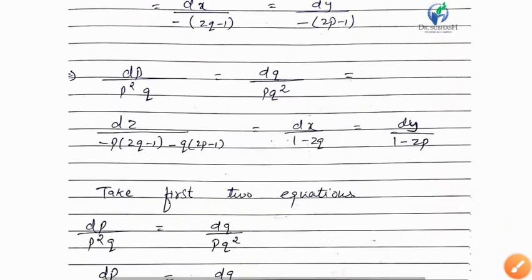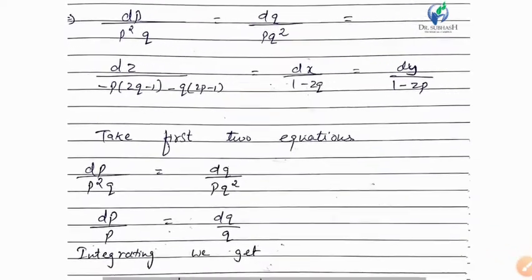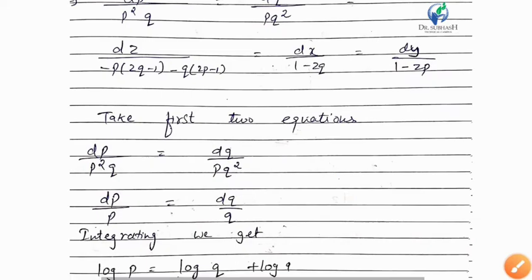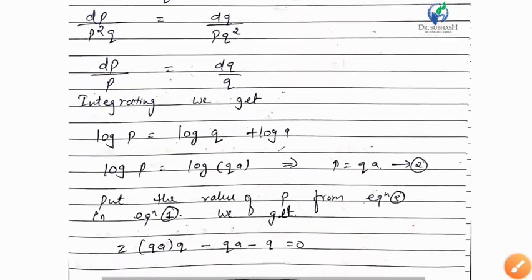Now from here I will choose the simplest term for which integral will be easier for me. First two terms we can see it is the easiest one to integrate. So I am taking the first two equations. dp upon p square q equal to dq upon q square p. Both the sides p and q can get cancelled. So I am left with dp upon p equal to dq upon q. Now we can easily integrate this equation.